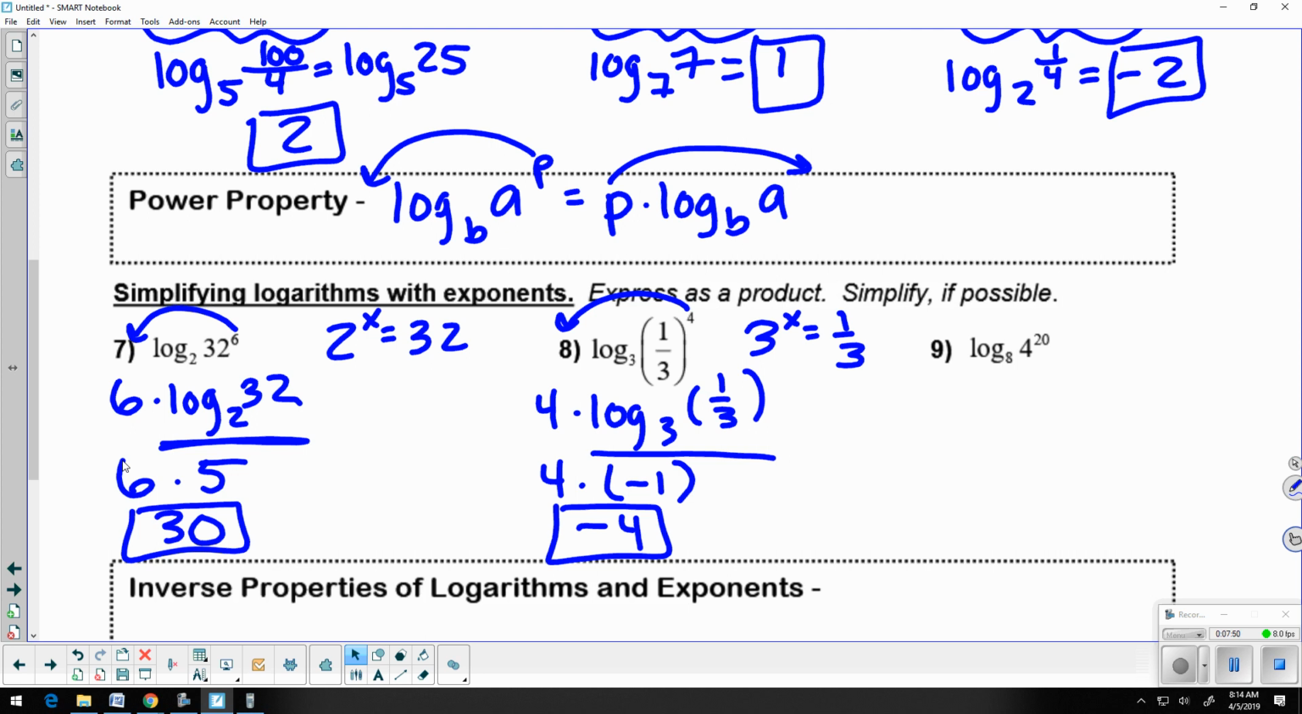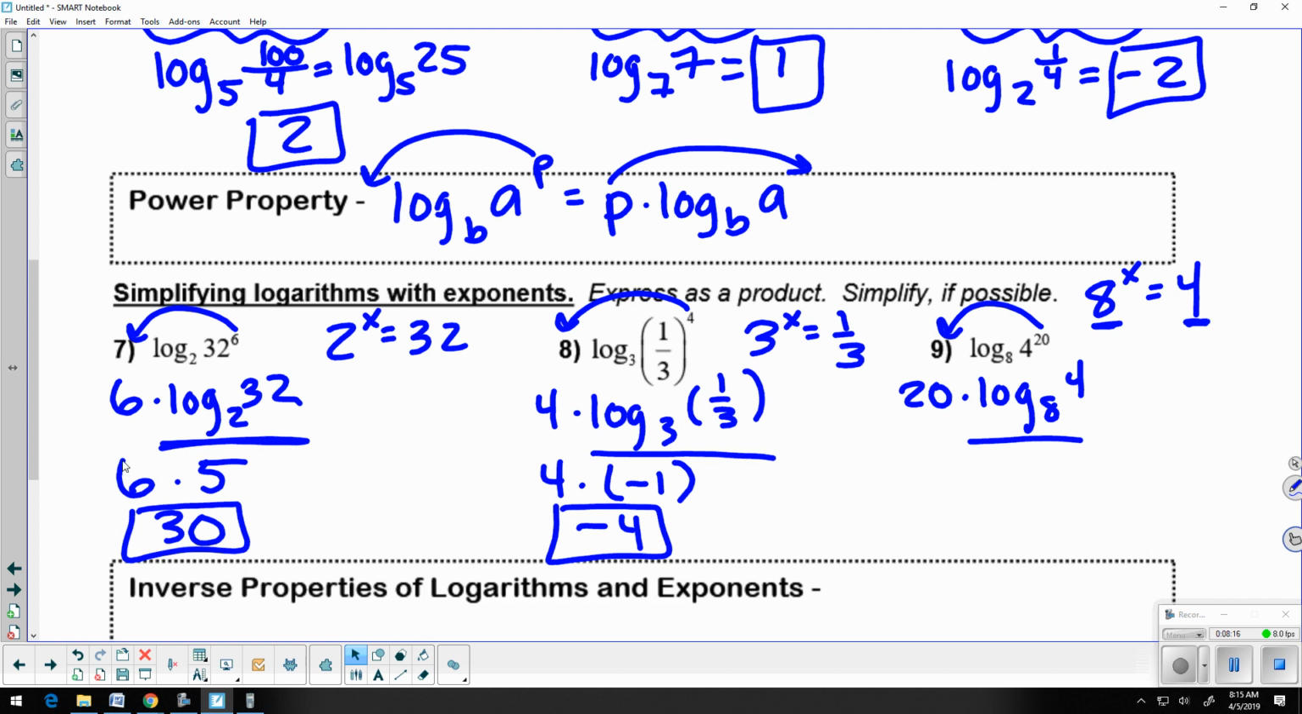Okay, and the last one, I'm going to bring the 20 out front, making this 20 times log base 8 of 4. Now simplify the log. All right, this one's a little bit trickier. So I'm asking you, 8 to what power is 4? That's the question. So you're trying to figure out what this exponent is, right? I'm going to make this a little different, okay? I'm going to change my bases here just to make it a little easier on myself.